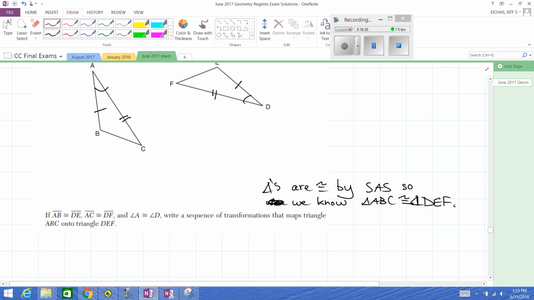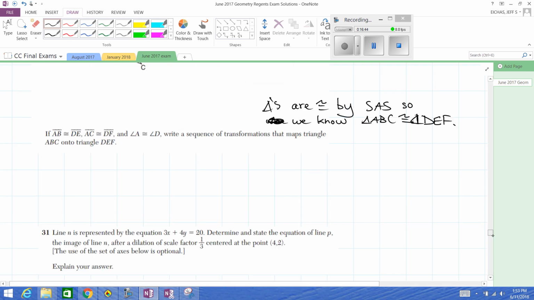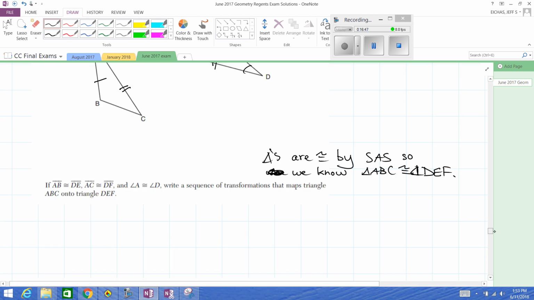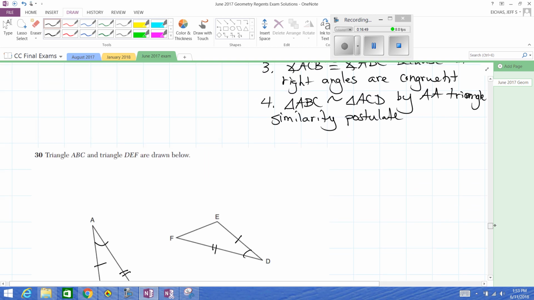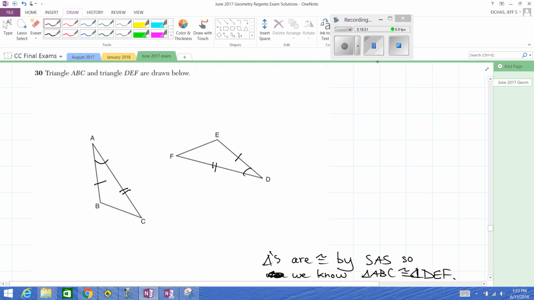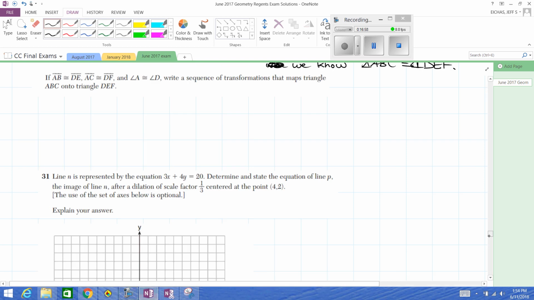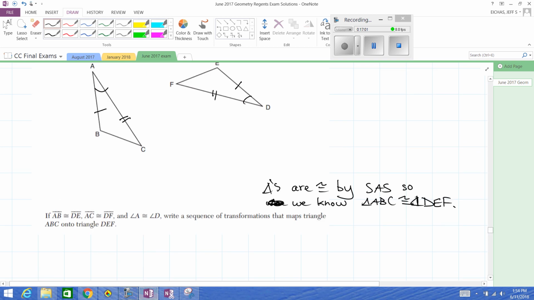So there must be a sequence of rigid motion transformations that will map one onto the other. I think this is a 4-pointer. Let me check that for a second. No, it is only a 2-pointer, so that influences us. We don't have to say as much here. We know they're congruent by side-angle-side, so there has to be a sequence of rigid motion transformations that will map one onto the other.